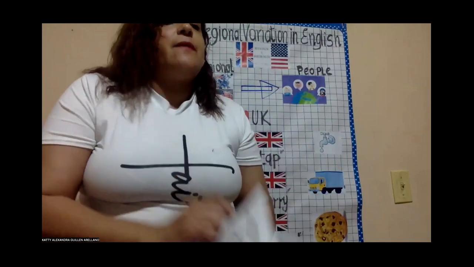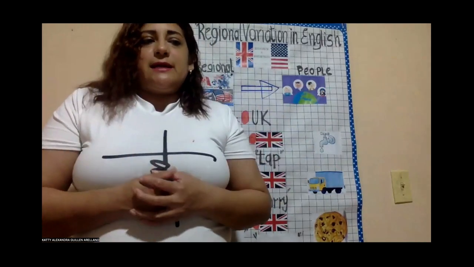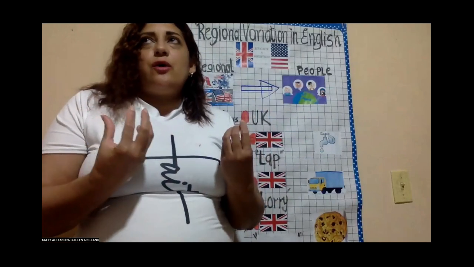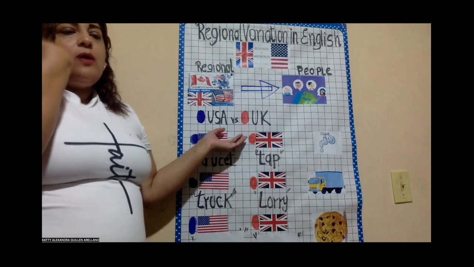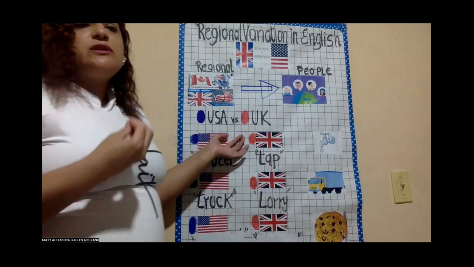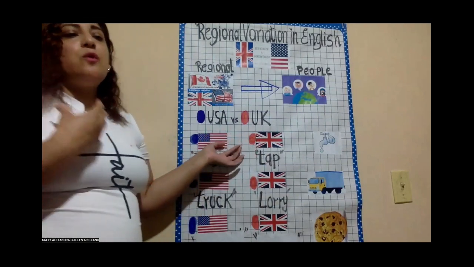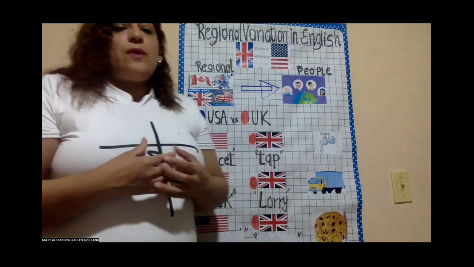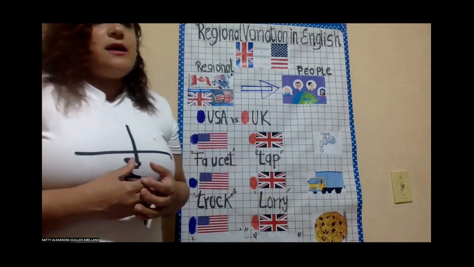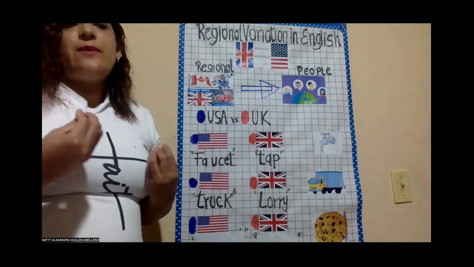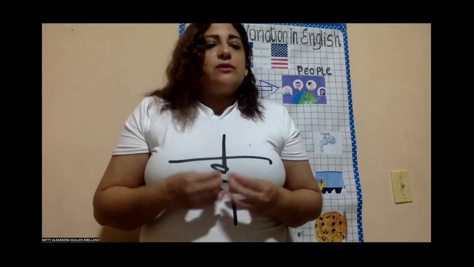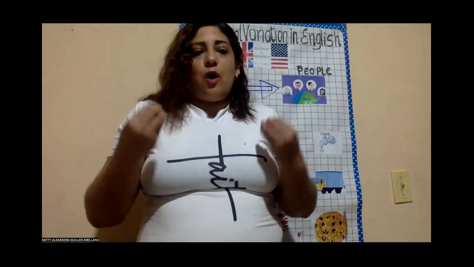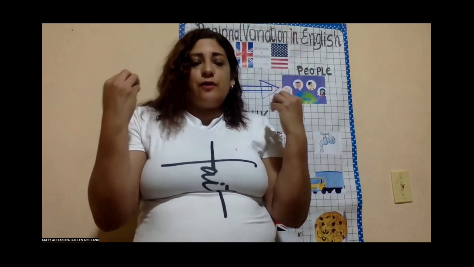Okay, so why is it important in the classroom? Because as teachers or students of English, we must understand that there is no one correct way to speak English, and knowing regional variation helps us understand different accents, avoid confusion, and become a more open-minded listener. Thank you for watching.